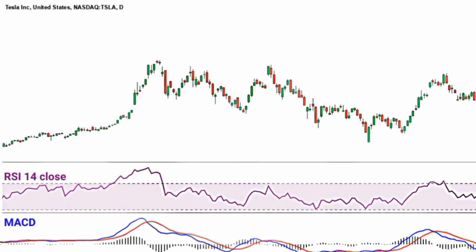In the next example, we use RSI and MACD on Tesla's daily chart. First, we identify a bearish trend with MACD when the MACD line crosses below the signal line and histograms are below zero. Then, a sell signal is triggered when RSI crosses below 70.